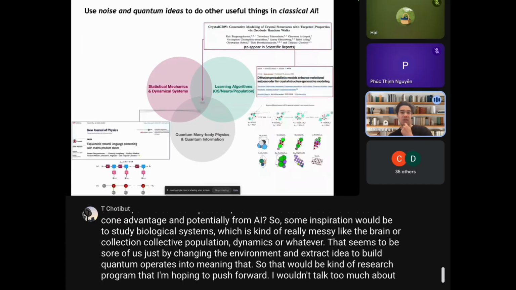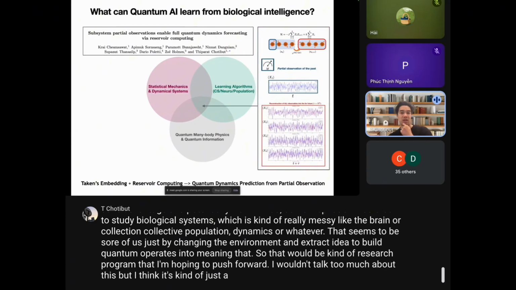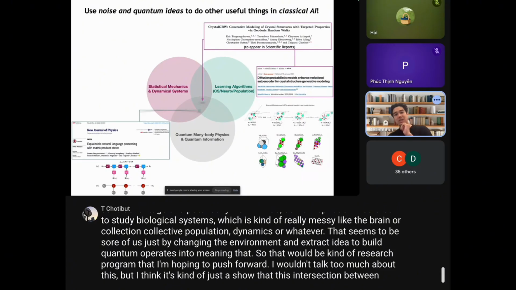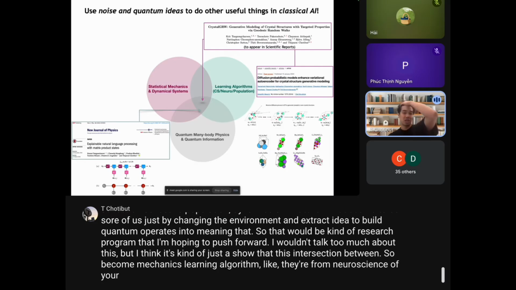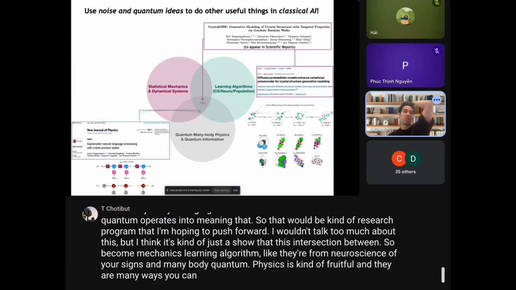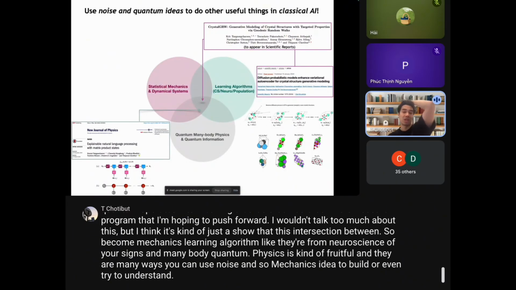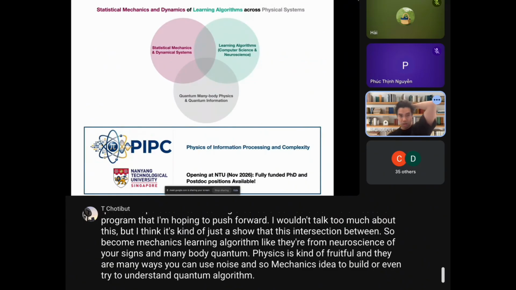I won't talk too much about this, but I think it's just to show that this intersection between statistical mechanics, learning algorithms, either from neuroscience or machine learning, and many-body quantum physics is fruitful, and there are many ways we can use noise and statistical mechanics ideas to build or even try to understand quantum algorithms.